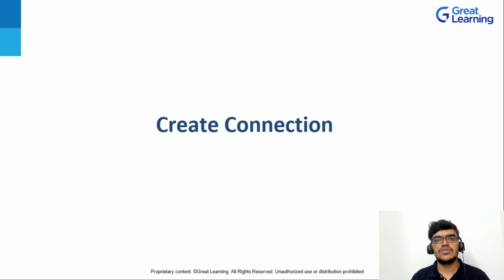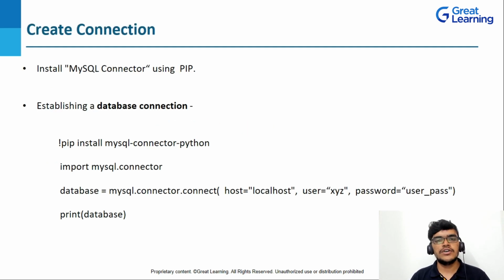So now let's see how to create a connection. In order to create a connection, first you have to install MySQL connector. Now how to install MySQL connector? You can install it using pip. I will just write exclamation mark pip install mysql-connector-python. So I can import this module and MySQL connector will be installed.